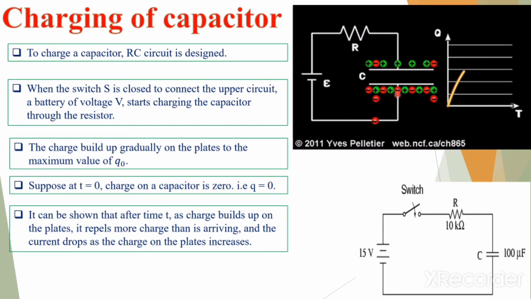In the start, the capacitor charges very quickly, but with time the charging of a capacitor gets slower because the charges on the plates of the capacitor repel more charges that are arriving. Charging will stop when the potential difference between the capacitor plates is equal to the EMF of the battery.